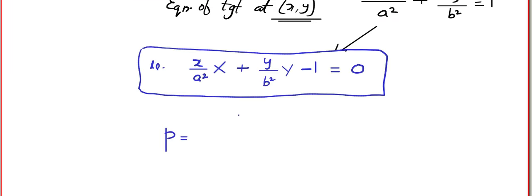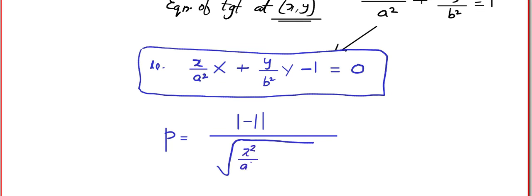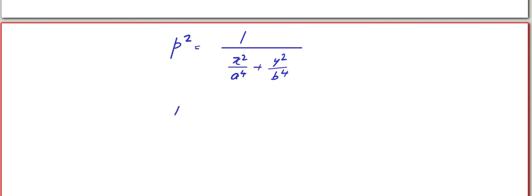So let's write p. p is equal to modulus of minus 1, whole divided by root under x square by a power 4 plus y square by b power 4. Let's square on both sides. p square equal to 1 divided by x square by a power 4 plus y square by b power 4. That is, 1 by p square is equal to x square by a power 4 plus y square by b power 4. So let's call this equation number 1.